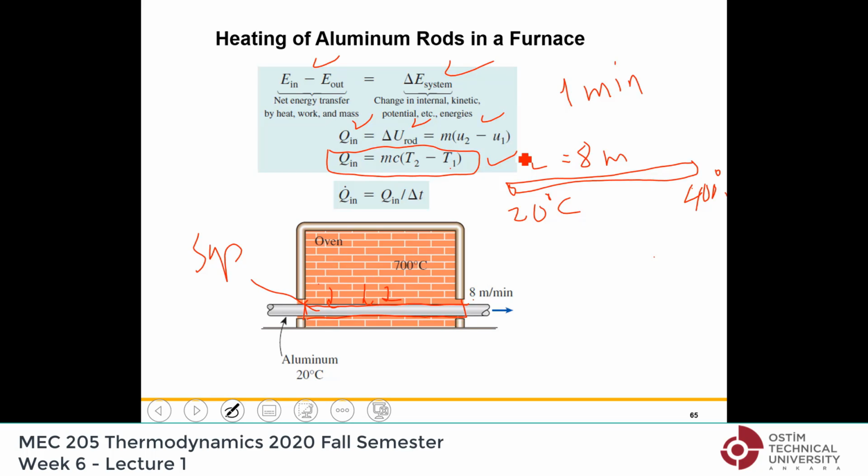Now, T1 initial temperature is 20, T2 is 400, c I can get from table, and then mass. And mass is simply the mass of this rod. If I can calculate the volume and then the mass. If I put them together, you can see that I can simply get the result very easily. And then I can divide the result by delta t, which is 1 minute, because in 1 minute, I have this 8-meter section heated from 20 to 400. And it will give me the heat transfer rate.